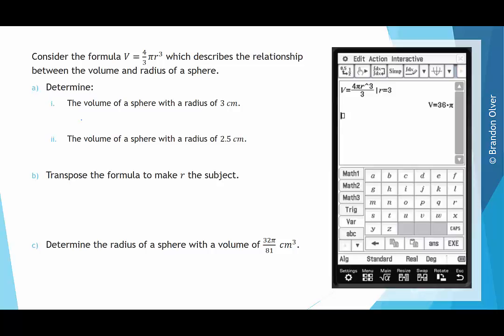Therefore, using our answer from the CAS calculator, we have that the volume is going to equal 36 pi centimeters cubed for a radius of 3 centimeters.